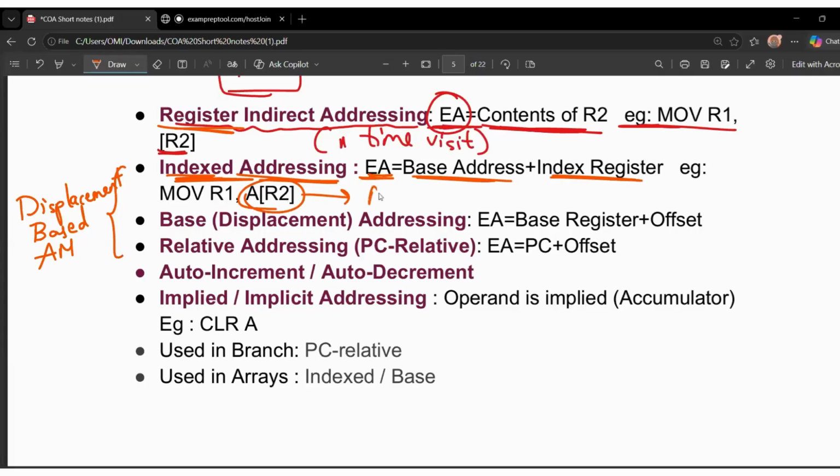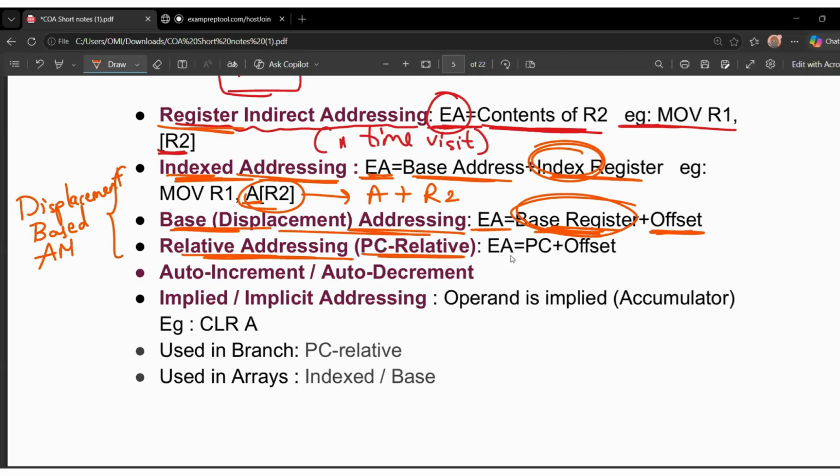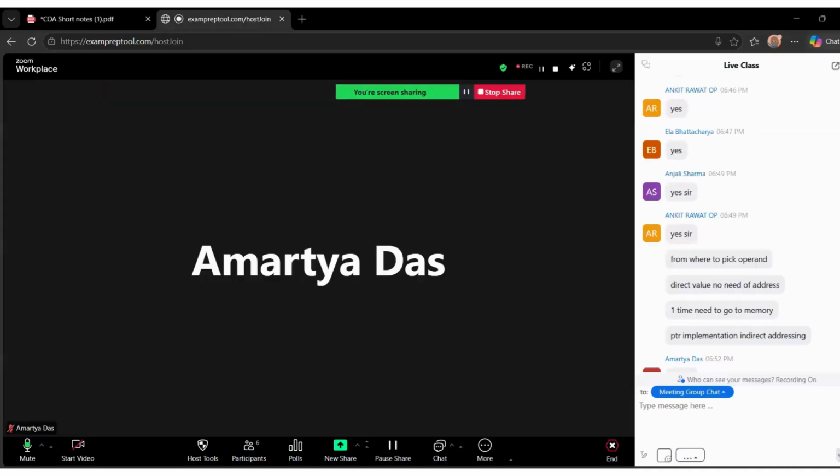For example this: A plus R2. A is your address and R2 is the index register. Similarly, base or displacement addressing. Here instead of index register, you have base register, plus offset. And then you have relative addressing, which is PC relative. So effective address will be PC register plus offset, instead of index register or base register.